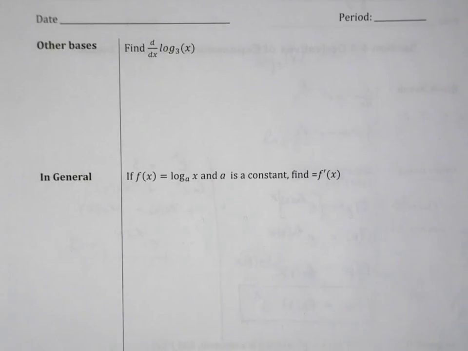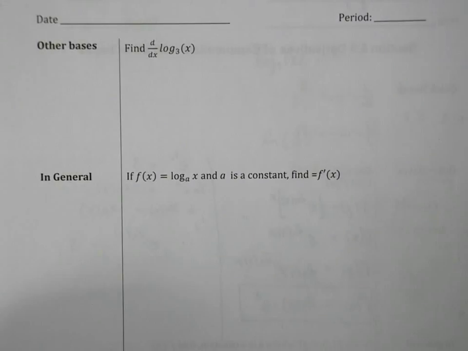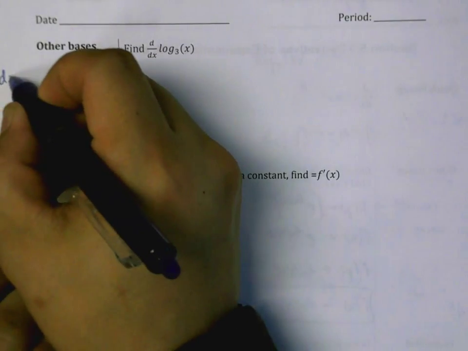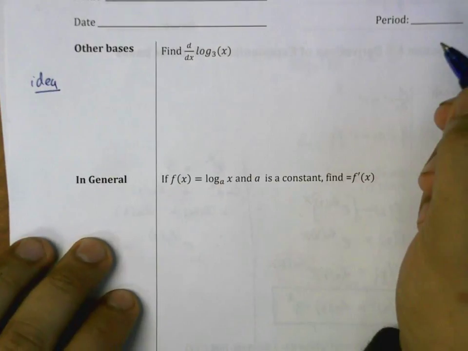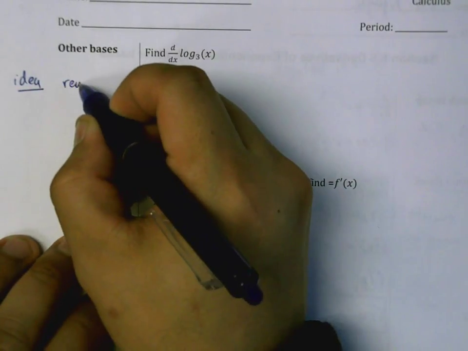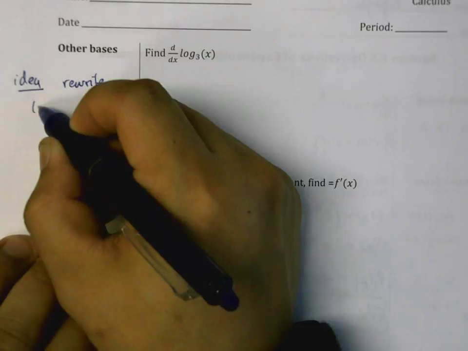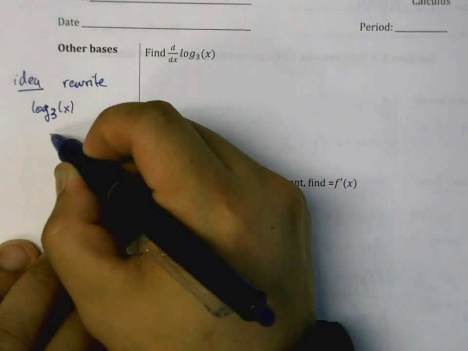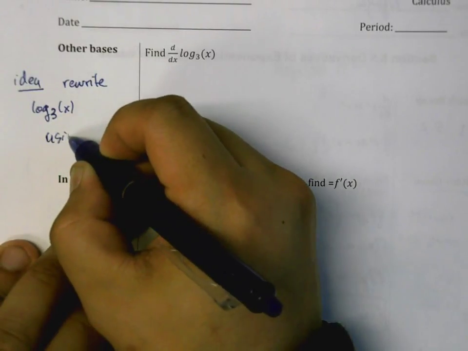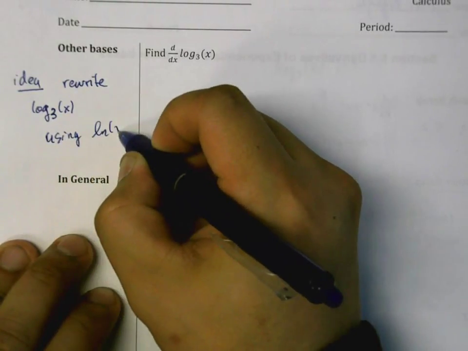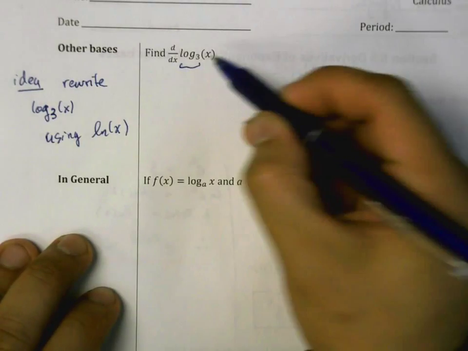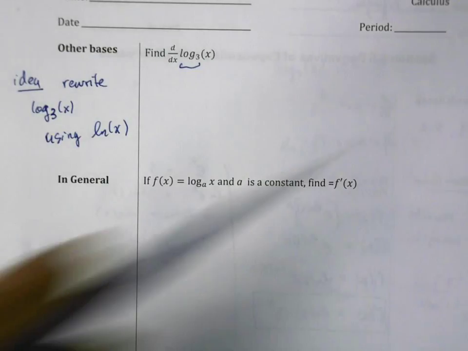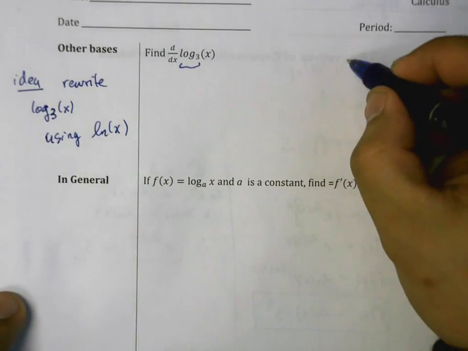Alrighty, so I have a problem here that says find the derivative of log base 3 of x. And we're going to use a similar idea that we had before. We are going to rewrite log base 3 of x using natural log of x. Somehow we're going to transform the log base 3 into some version of natural log of x.